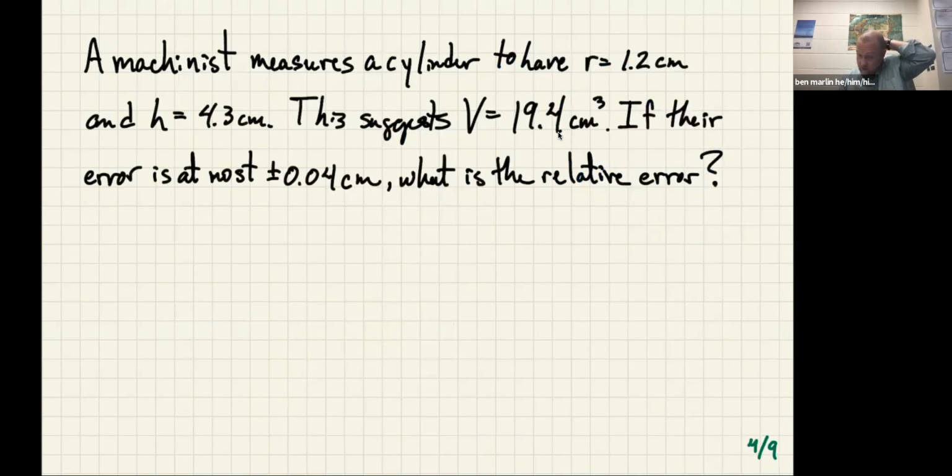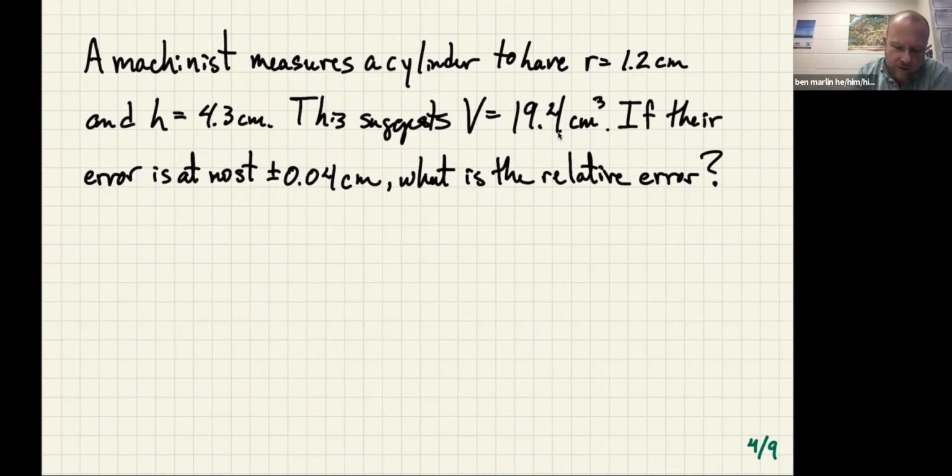All right, so this one is a trickier bit. So we've got a machinist here. They're measuring a cylinder to have a radius of 1.2 centimeters and a height of 4.3 centimeters. And they know from working with their machining tools, their micrometers, their calipers, that they're going to get an error sometimes, but they're able to control the error, and they know that it's no more than 0.04 centimeters. So we're asked to figure out what the relative error is on this.